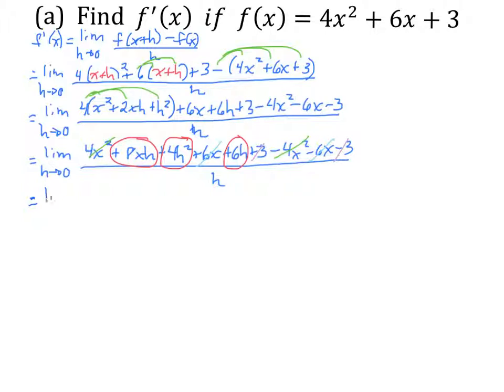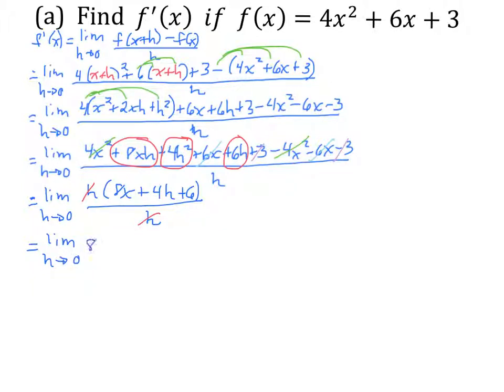So we have the limit as h approaches 0 of h times, I'm going to factor that out of each of those terms, 8x plus 4h plus 6, all divided by h. And so now the h's cancel, and we have the limit as h approaches 0 of the simplified limit. So we've got 8x plus 4h plus 6.